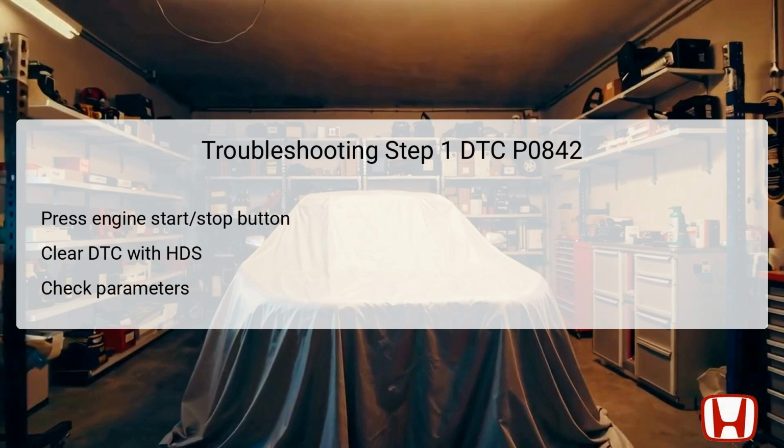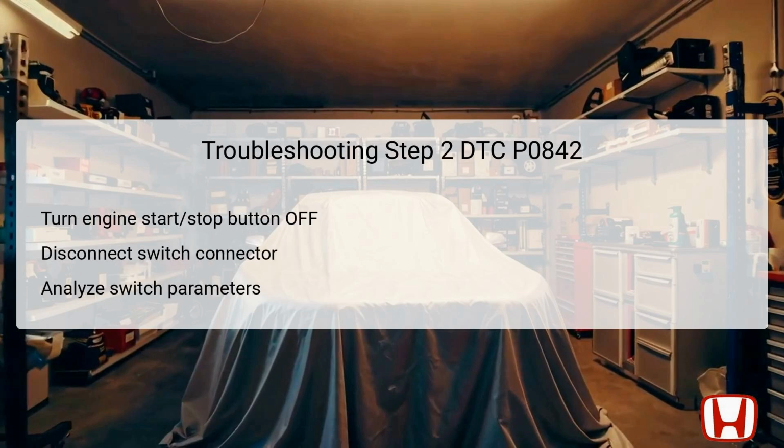If they do match the threshold, the malfunction has been confirmed, allowing you to proceed to the next step in the troubleshooting process. The second troubleshooting step requires careful manipulation of the transmission fluid pressure switch A, second clutch, for further diagnosis. First, make sure to turn the engine start-stop button to the off position to avoid any unintended operations. Next, disconnect the connector from the transmission fluid pressure switch. With the switch disconnected, turn the engine start-stop button back to on mode.